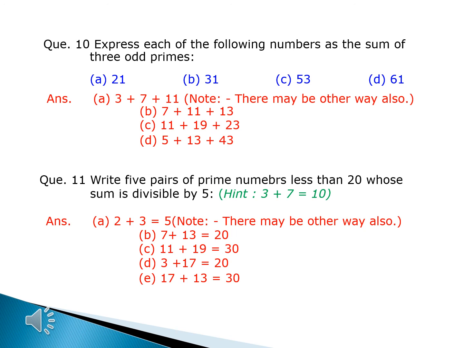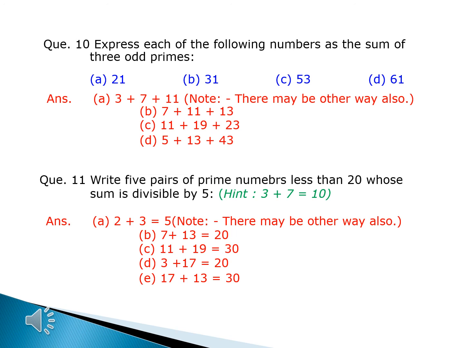Similarly, 31 can be expressed as 7 plus 11 plus 13. 53 can be expressed as 11 plus 19 plus 23. 61 can be expressed as 5 plus 13 plus 43. You can try out yourself also, and if possible, you can find other ways of expressing such numbers.